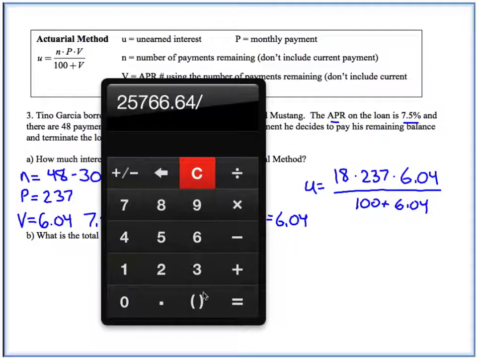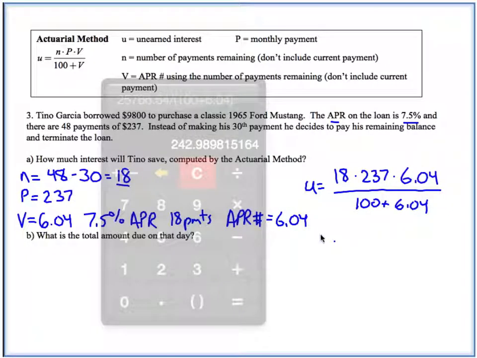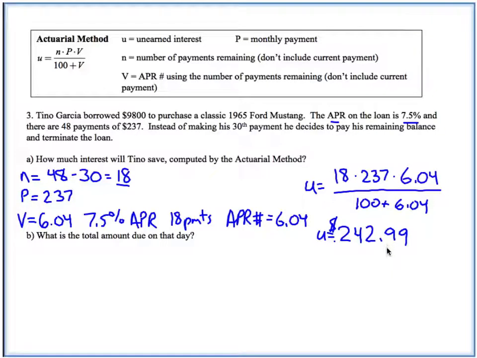And then divided by, we want to put this in parentheses, 100 plus 6.04, and then close off the parentheses. Now notice you could probably add this in your head and just type in 106.04, but I just showed you this way. All right, so we get 242.9, and we'll round that up to $242.99. All right, so there's our unearned interest.